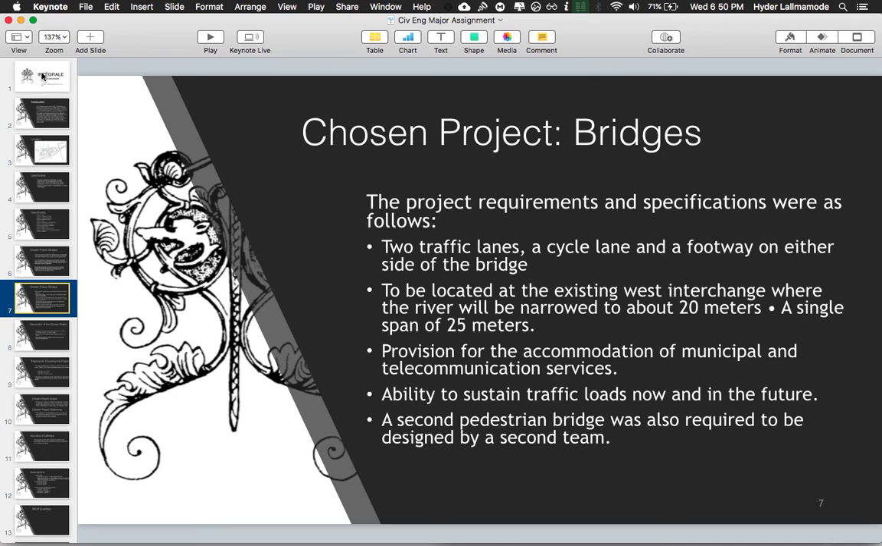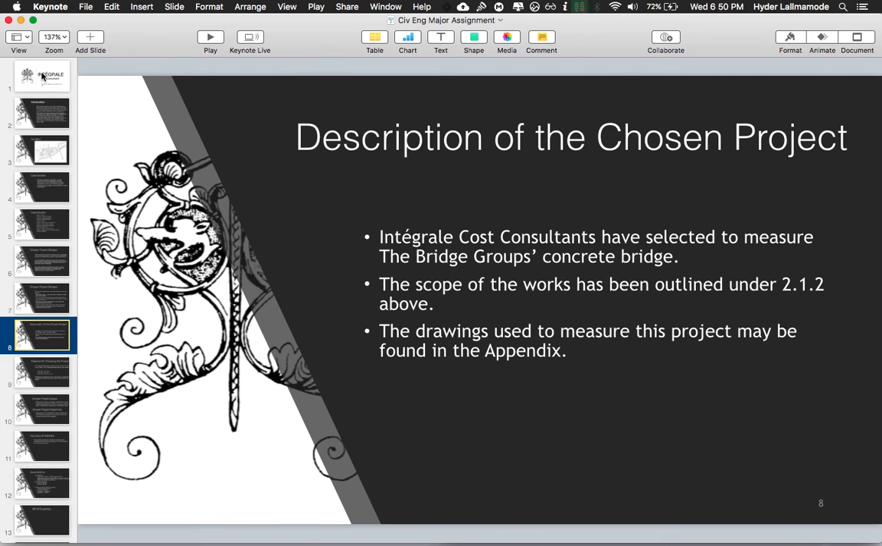The project requirements and specifications were as follows: 2 traffic lanes, a cycle lane, and a footway on either side of the bridge. The project was also to be located at the existing west interchange, where the river will be narrowed down to 20 meters and have a single span of 25 meters. The project also required a provision for the accommodation of municipal and telecommunication services. It should also have the ability to sustain traffic loads now and in the future, and a second pedestrian bridge was also required to be designed by a second team.